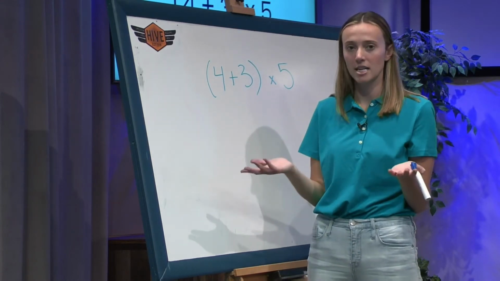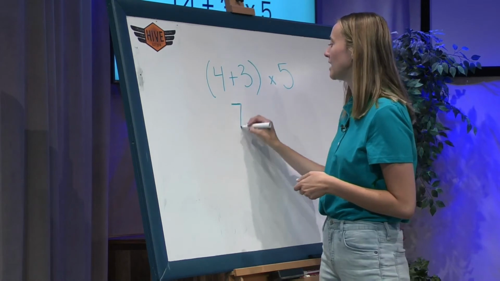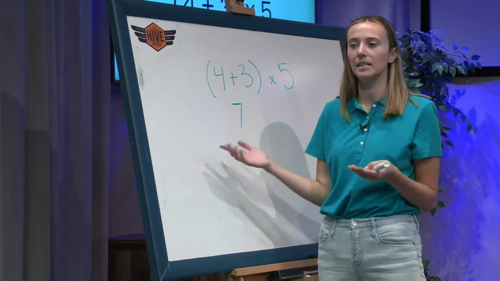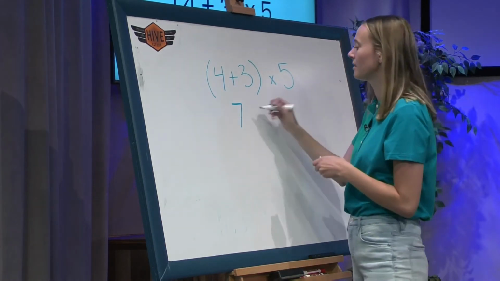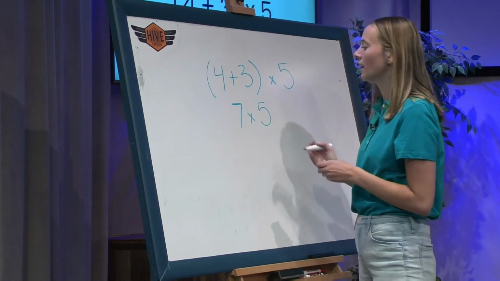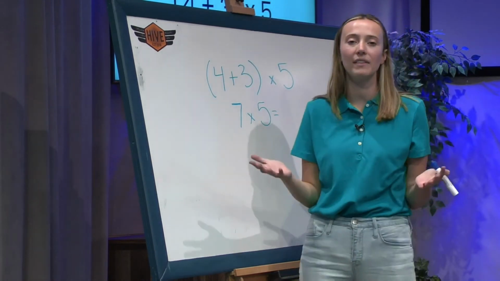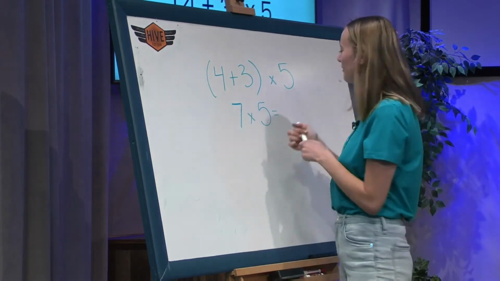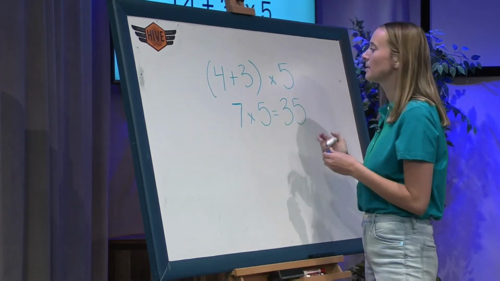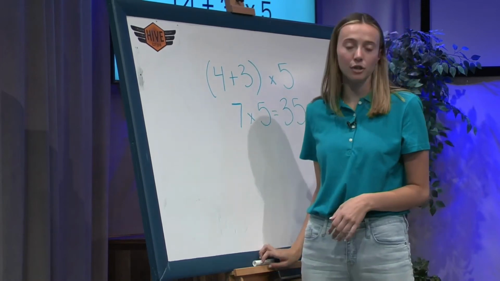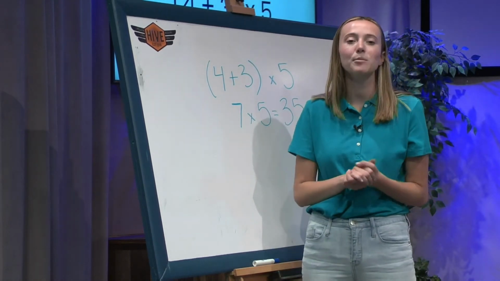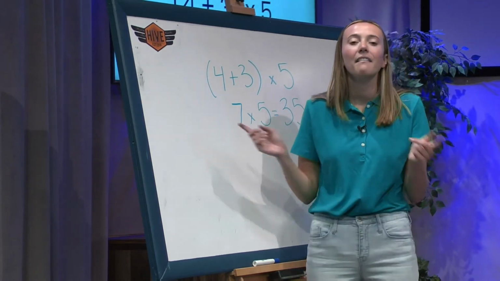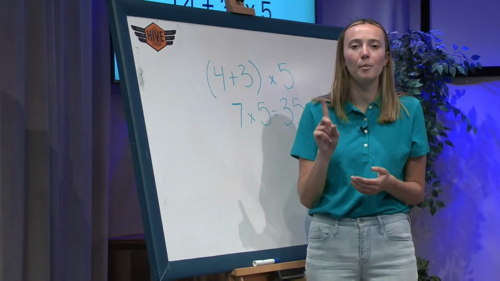What is 4 plus 3? 7. And now we do what is outside the parentheses, times 5. Okay, what is 7 times 5? Who can tell me? Great job, 35. So 4 plus 3, in parentheses, times 5 is 35. Great. Let's slide to the next slide, and I'll model one more.